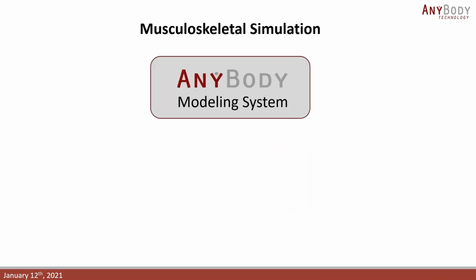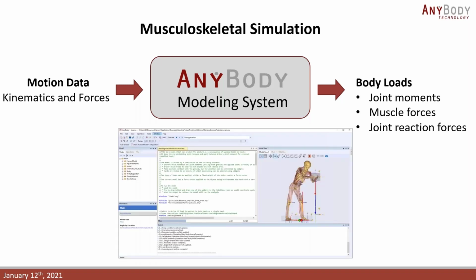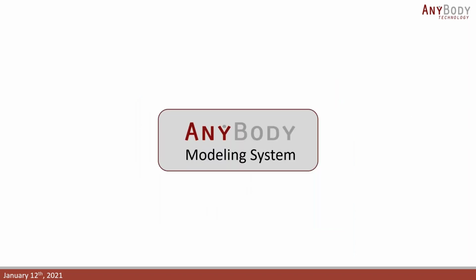So, what is the Anybody modeling system? The Anybody modeling system is a software that allows you to do musculoskeletal modeling and simulations. As input, it takes motion data as kinematics and forces, and it calculates internal body loads as joint moments, joint reaction forces, and muscle forces. And here in the bottom of the screen, you can see a screenshot from the Anybody modeling software, which can give you an idea of how the system actually looks.